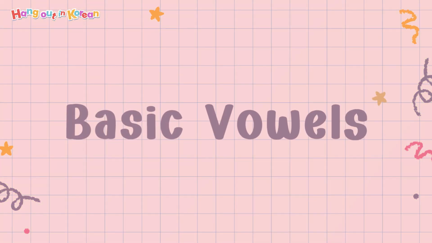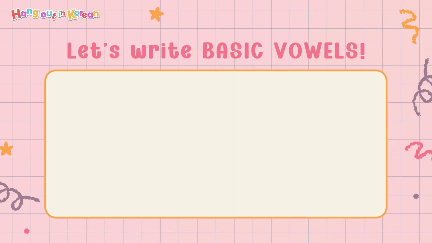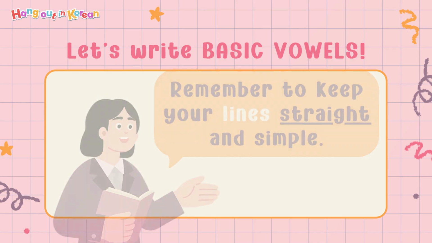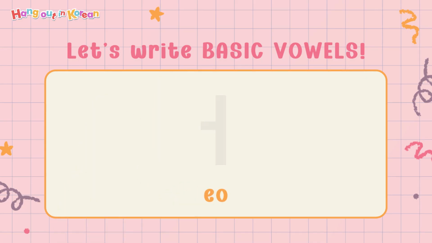Now let's practice some basic vowels. Write each one slowly. A. Vertical line, then a short line to the right. Remember to keep your lines straight and simple. Eo. Short line to the left, then the vertical line.